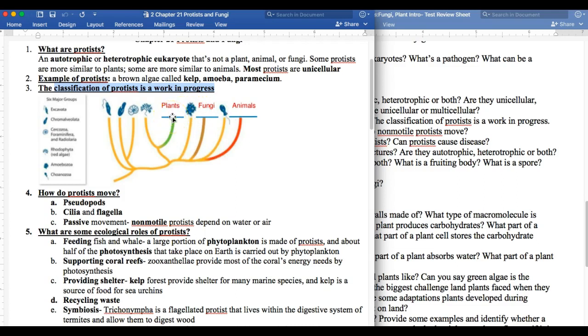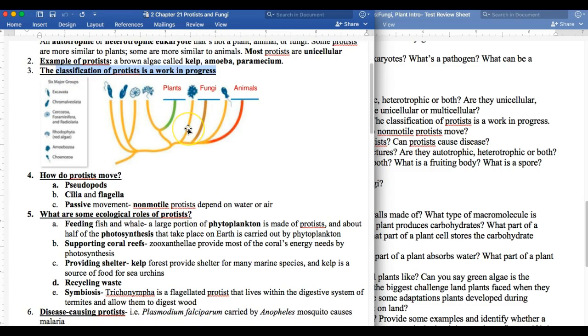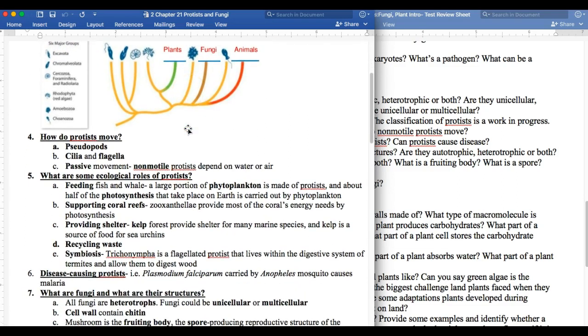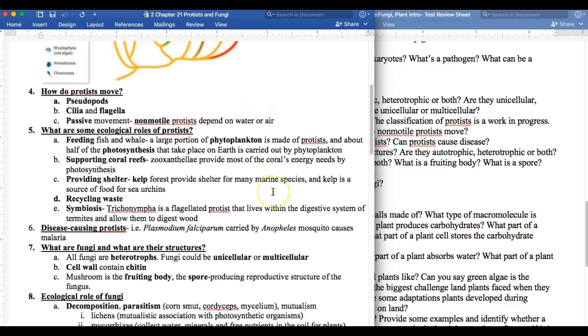However, it can also ask you which protist is most closely related to plants, and it's going to be this little guy, which is the Rhodophyta, if that's actually how you pronounce it. But you can also see these protists are more closely related to each other than to the plants, fungi, and animals. That's why the classification of protists is still a work in process. We need to learn more about protists in order to classify a little better than this whole mess over here.